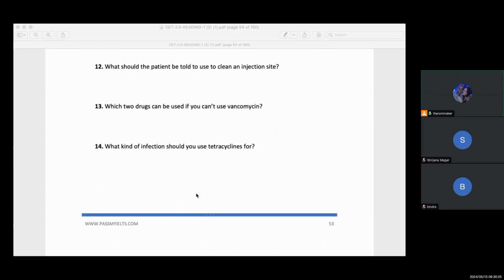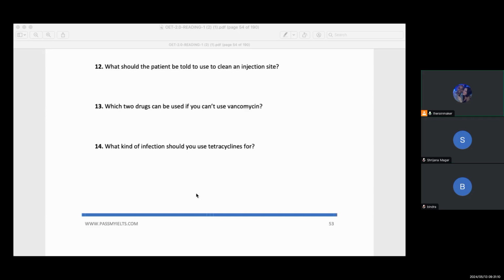Here, number 13. Look at number 13. Which two drugs can be used if you can't use vancomycin? If vancomycin cannot be used, which two drugs do we use? Where do you reach with question number 13? Where do you go when it says two drugs? A, B, C, D. Where do you reach? What does it point towards? B. Obviously. So two drugs means they're asking for the name of two medications.